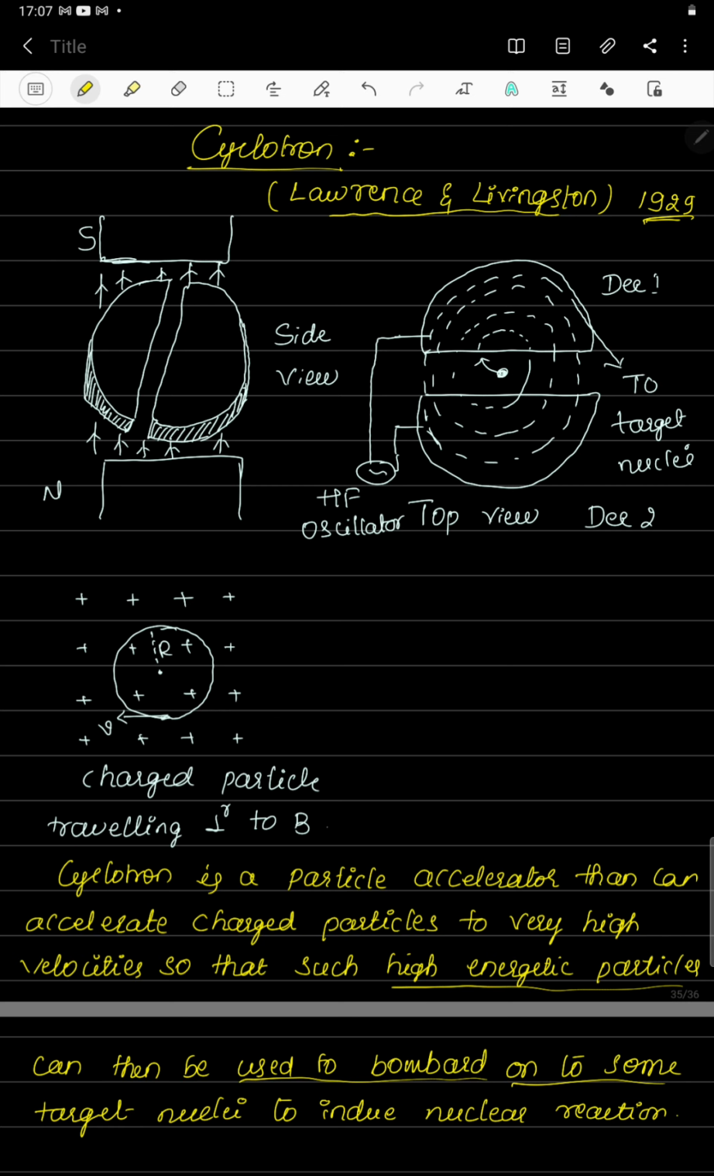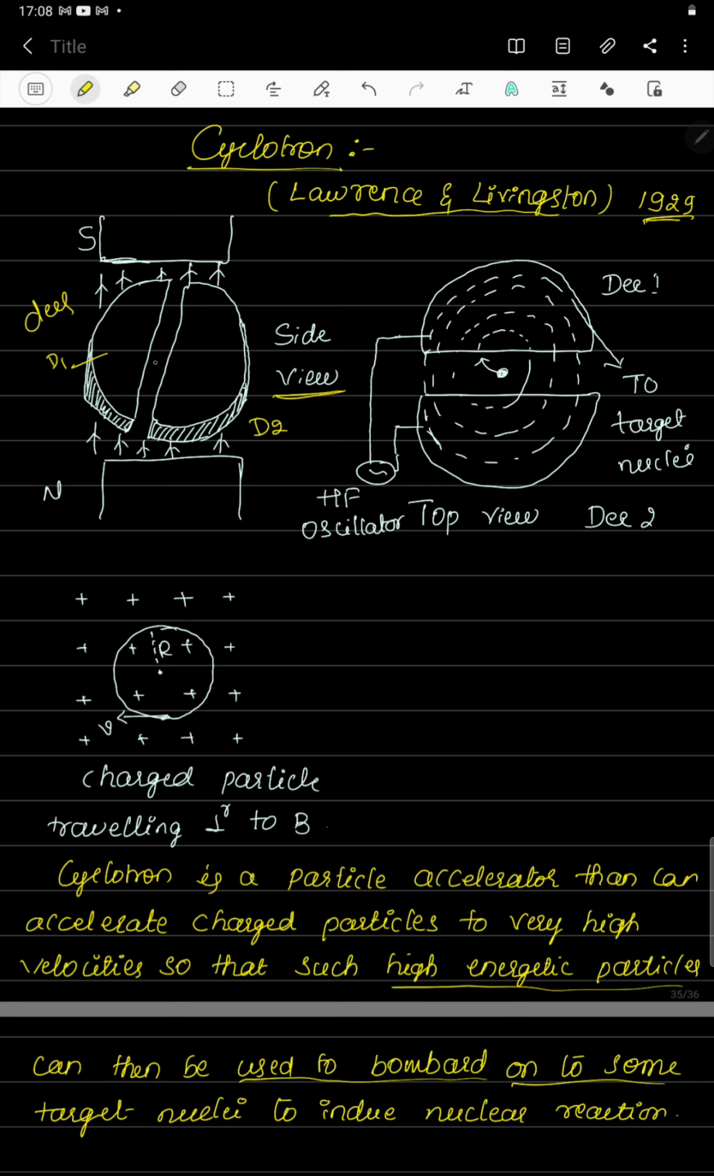Now we'll move towards the construction of the cyclotron. If you look at the side view, the cyclotron has two semicircular metal boxes. If you consider a metal cylinder, cut it at the center, and maintain a certain distance in between, that forms these two hollow semicircular metal boxes called D1 and D2, which are called Ds. These two are separated by a certain distance.